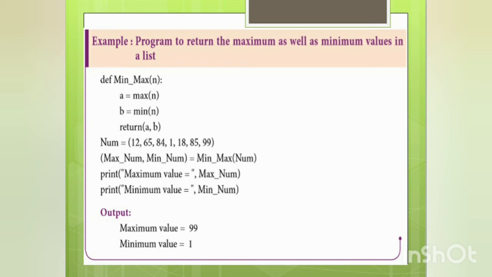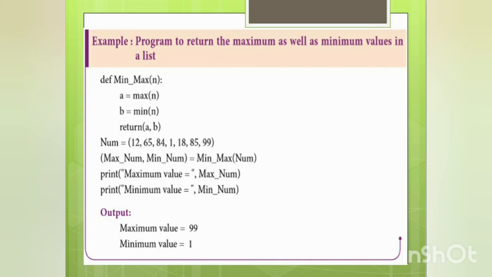After executing this line, it will call the function. It will move on to the function min_max(n). What is in num now? What are the elements in num? 12, 65, 84, 1, 18, 85, 99, right? It will be passed to the function, to n. So now the num value is passed to the argument n here. The num elements will be transferred to n. Now the n value is 12, 65, 84, 1, 18, 85 and 99.